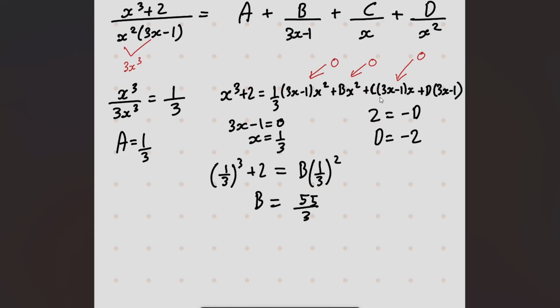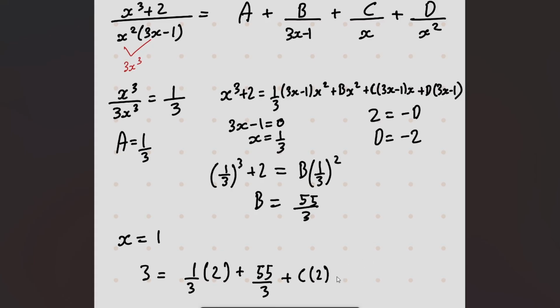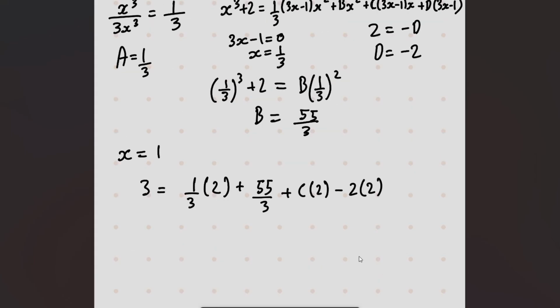So now we have found a, b, and d. The only one that's left is c. What you're going to do for that is just use a random value of x apart from 1, 3, and 0. So you're going to use 1. So your value of c is negative 6.